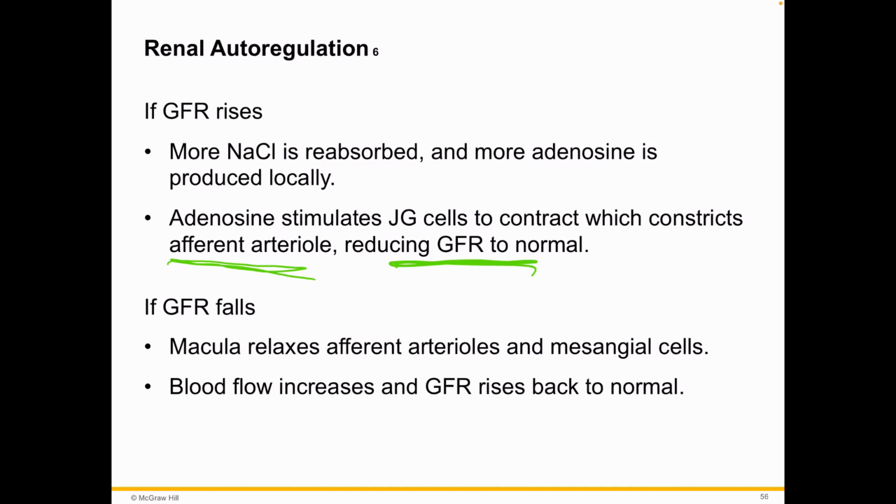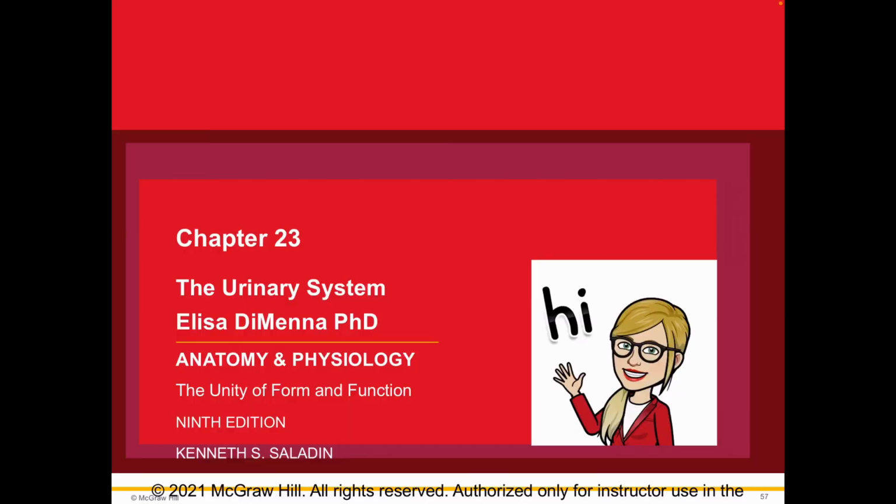So if the glomerular filtration rate falls, again, the macula densa, that sensory patch at the bottom of the nephron loop, is going to relax the afferent arterioles and the mesangial cells, and it's going to allow for an increase in blood flow, and that's going to kick the GFR, the glomerular filtration rate, back up to where we want it to be.